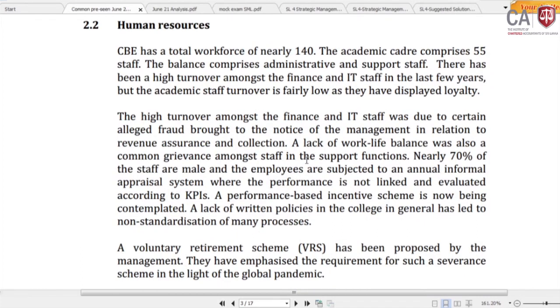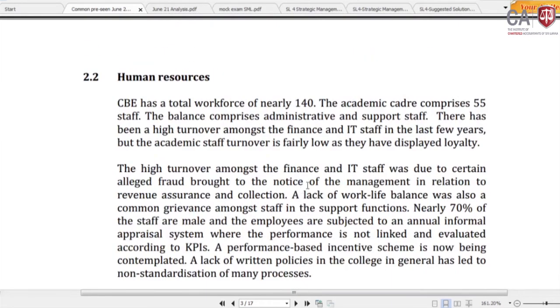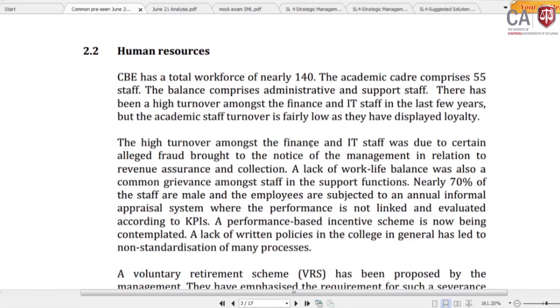So, high turnover among the finance and IT staff, right. Then alleged fraud, lack of work-life balance, nearly 70% of the staff are male, there is no formal appraisal system, an informal appraisal system is there, a lack of written policies in the college. So, issues are there actually. So, very simple, it is not a difficult one.